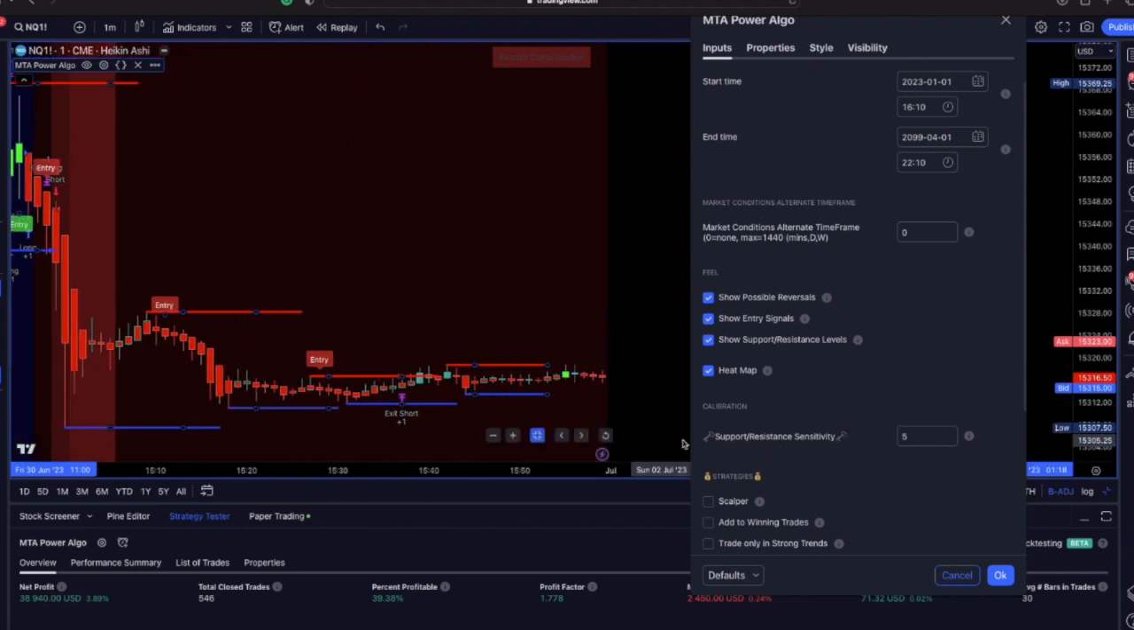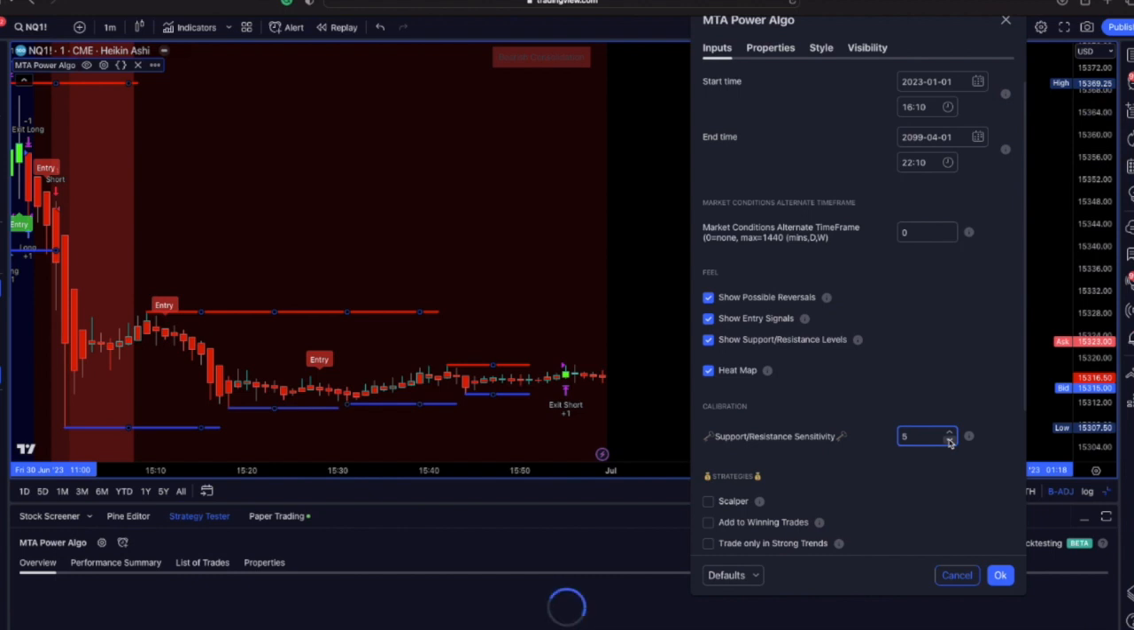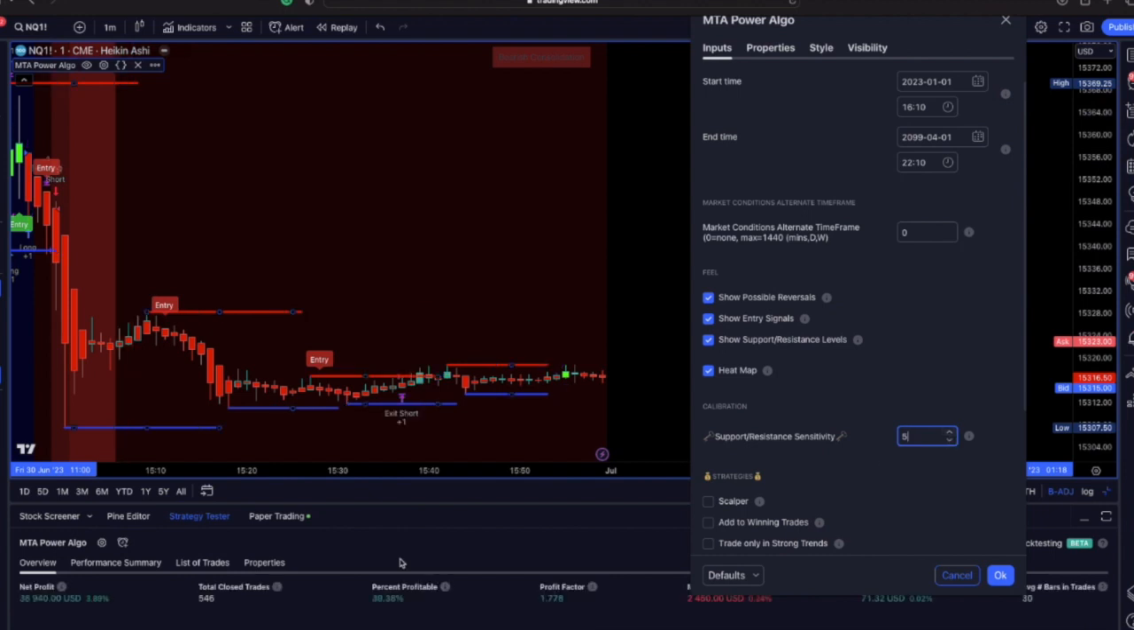There's a key by this to remind you that this is the key to calibrating the strategy. Okay, so I want you to watch this net profit number. As I adjust this, the net profits will change. And the point being is you want to adjust this depending on what time frame and what ticker you're looking at to get the best results.